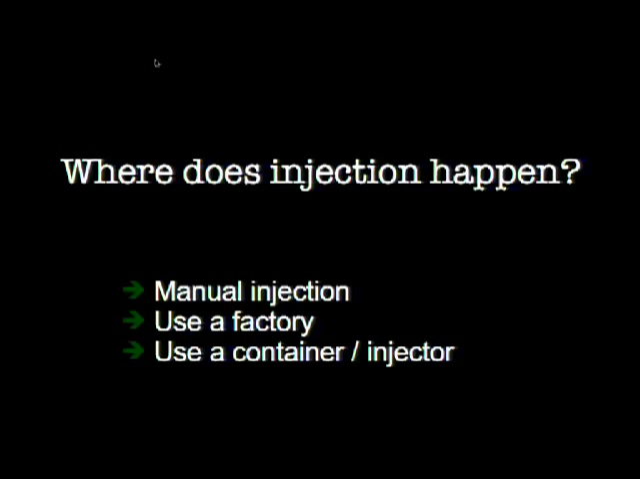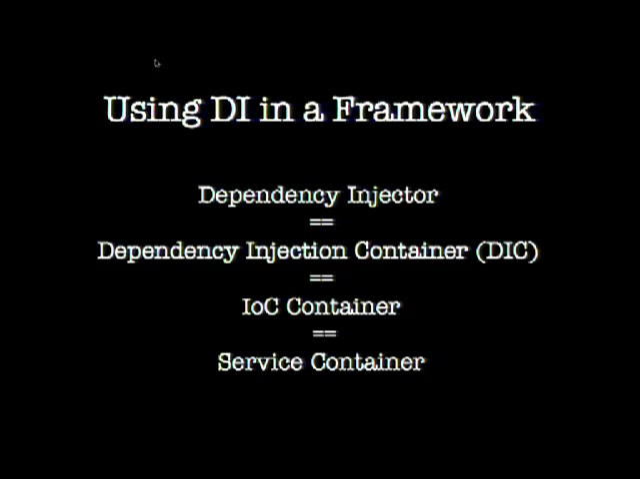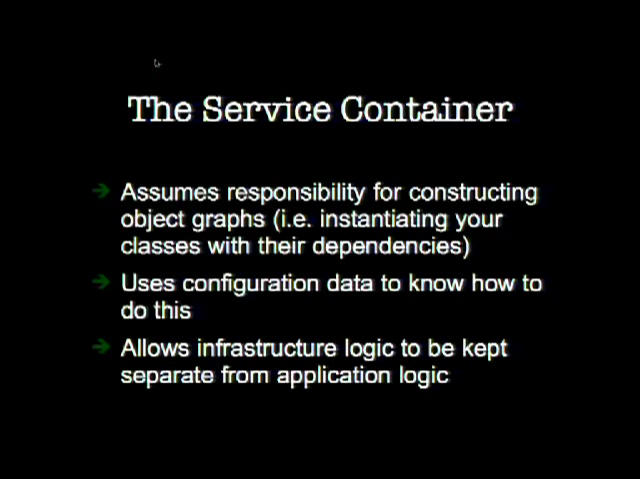So what frameworks do to support dependency injection is they use what's called a container or an injector. Actually, it goes by various names. So dependency injector or a dependency injection container, also known by its charming acronym, which in fairness is the easiest way to refer to it. The shortest way to refer to it, anyway. Or it's also called an IOC container for inversion of control, or a service container, and I'll explain why service container in a moment. But basically, it assumes responsibility for constructing your object graphs, so instantiating your classes with their dependencies. It uses configuration data to know how to do this, and it allows infrastructure logic to be kept separate from application logic.